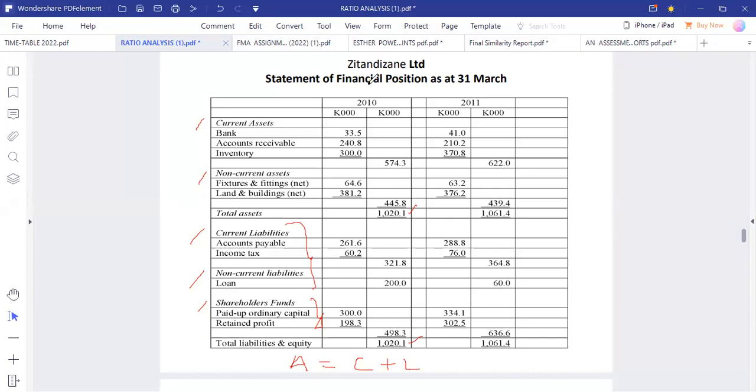Now, without even going so much afar, if you're asked to calculate our current ratio. Remember, current ratio is given by what? Do you remember the formula for current ratio?